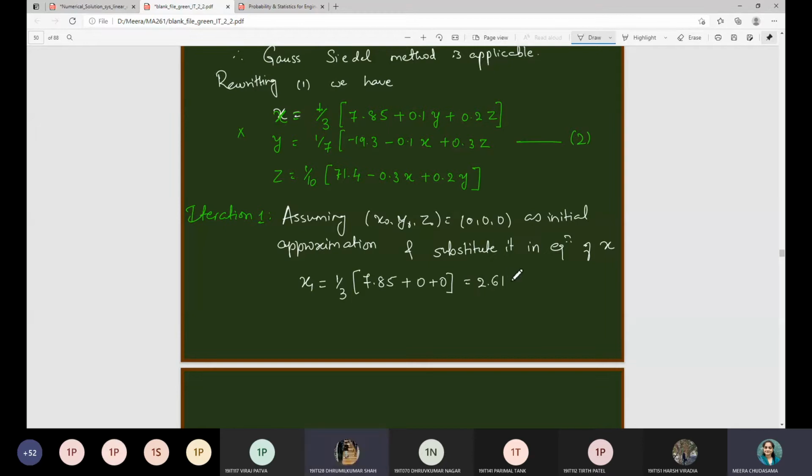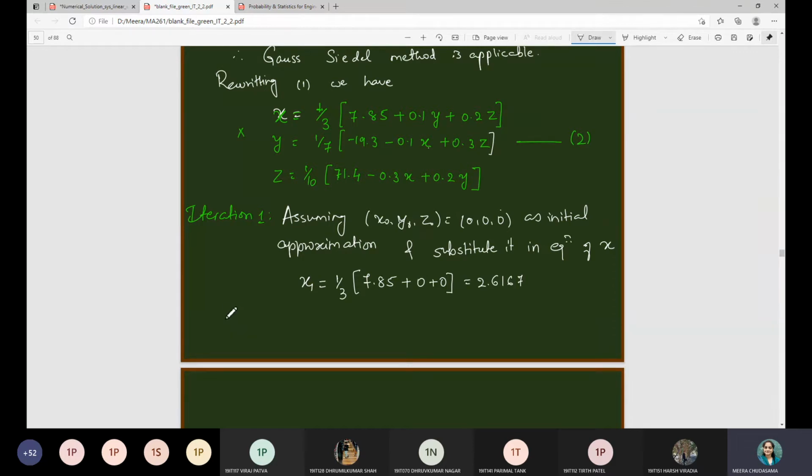2.6167. Yes, it is correct. तो ये अभी आपको फर्स्ट अप्रोक्सीमेशन मिल गया. Now in the second equation, now we are going to come to the second equation of the system. तो second equation में x और z है, तो x का previous value that is this one, z का previous value that is 0, so that we have to substitute, right?